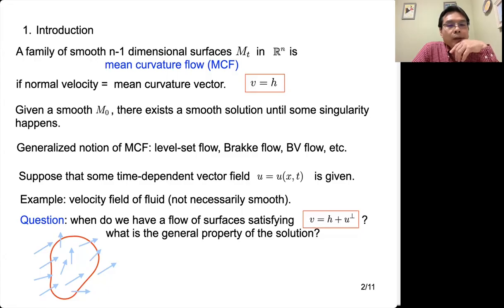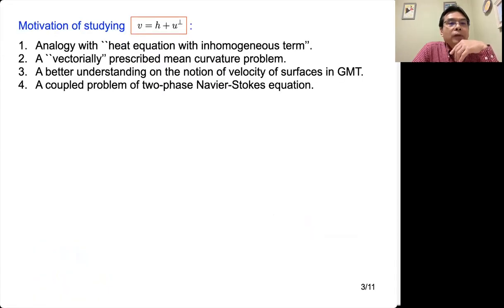Now, why am I interested in this? The motivations could be many. I'll list a few that I can think of.